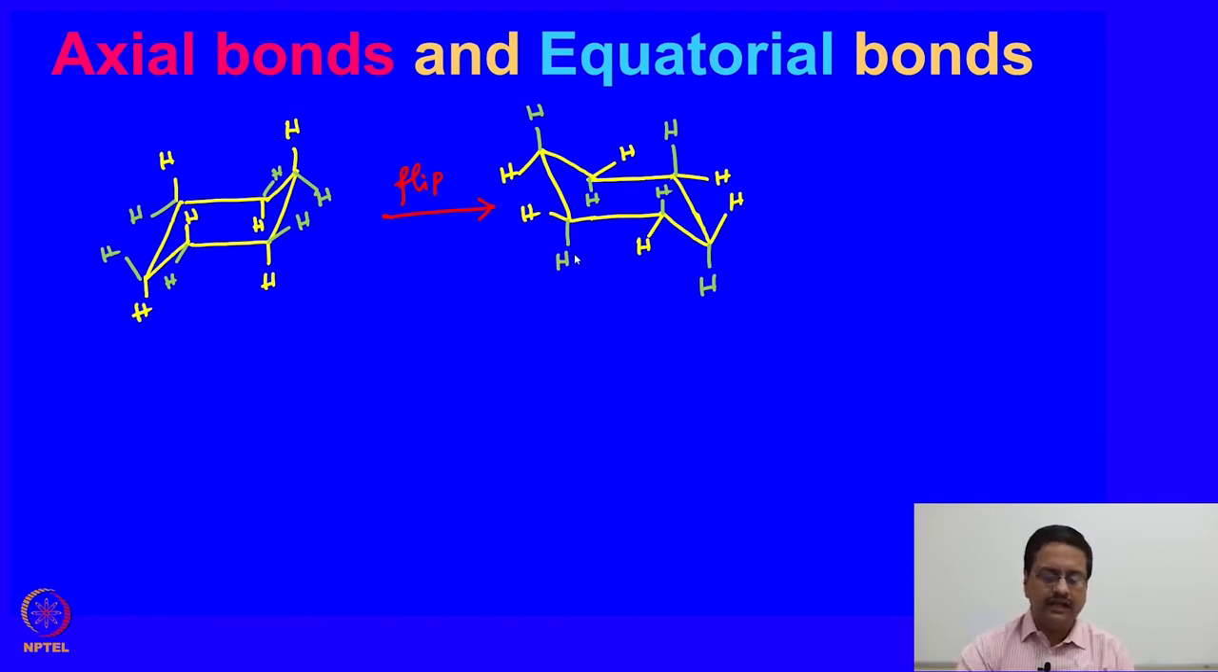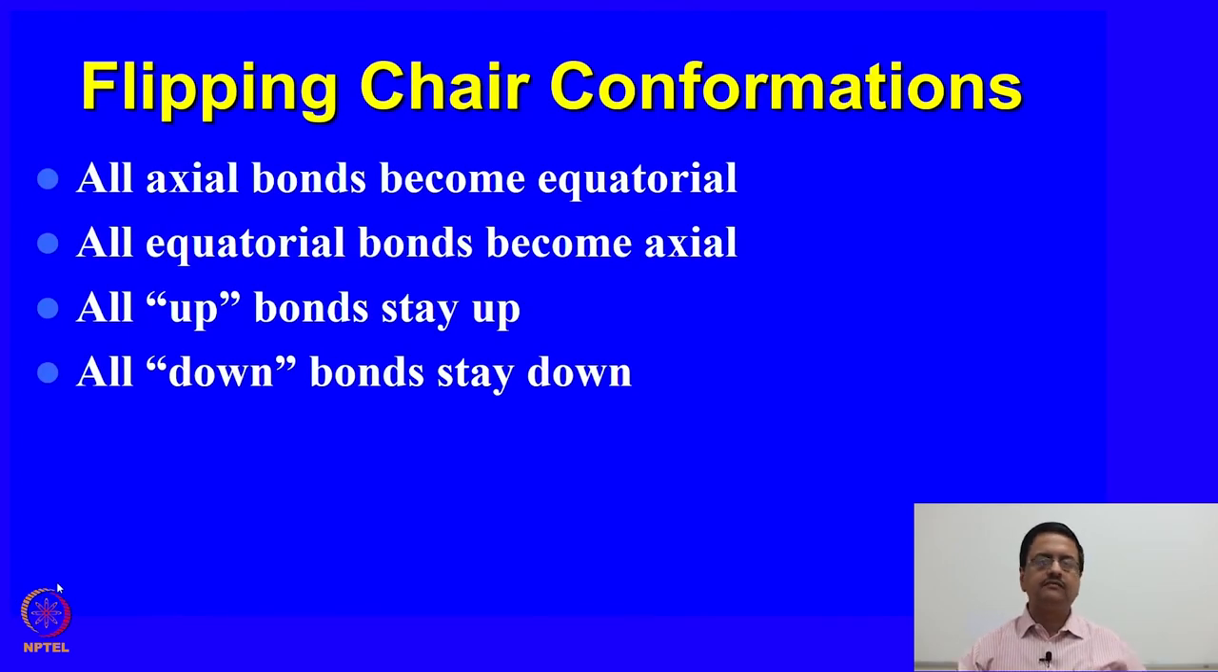And this ring flip happens always at room temperature because both the conformations are of the same energy. Therefore, we do not distinguish between these two different conformations. So what we wanted to indicate here is that the ring flip makes an axial bond equatorial and an equatorial bond axial. So when you flip a chair conformation, all axial bonds become equatorial, all equatorial bonds become axial, which essentially means all up bonds stay up and all down bonds stay down.